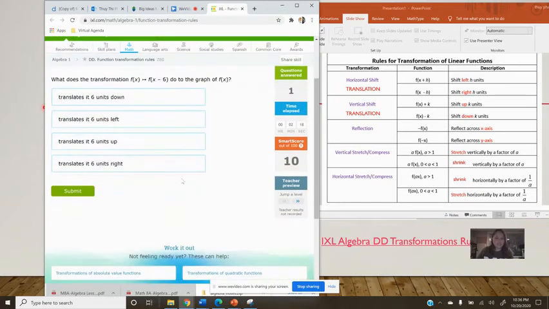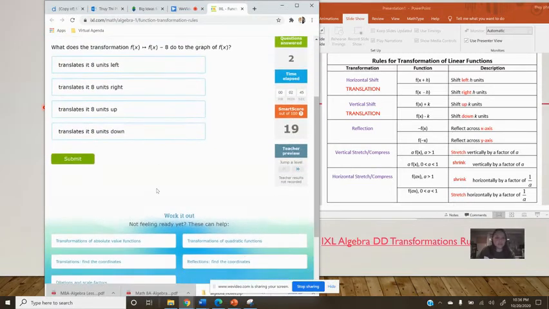All right, we got 10 points out of 100. Okay, so we take a look at the next one. You can see the rule states that f of x transforms to f of x minus 6. So they want you to subtract 6, right? So we'll look at the table again. That means it's going to shift right as well. So we're going to translate 6 units to the right.